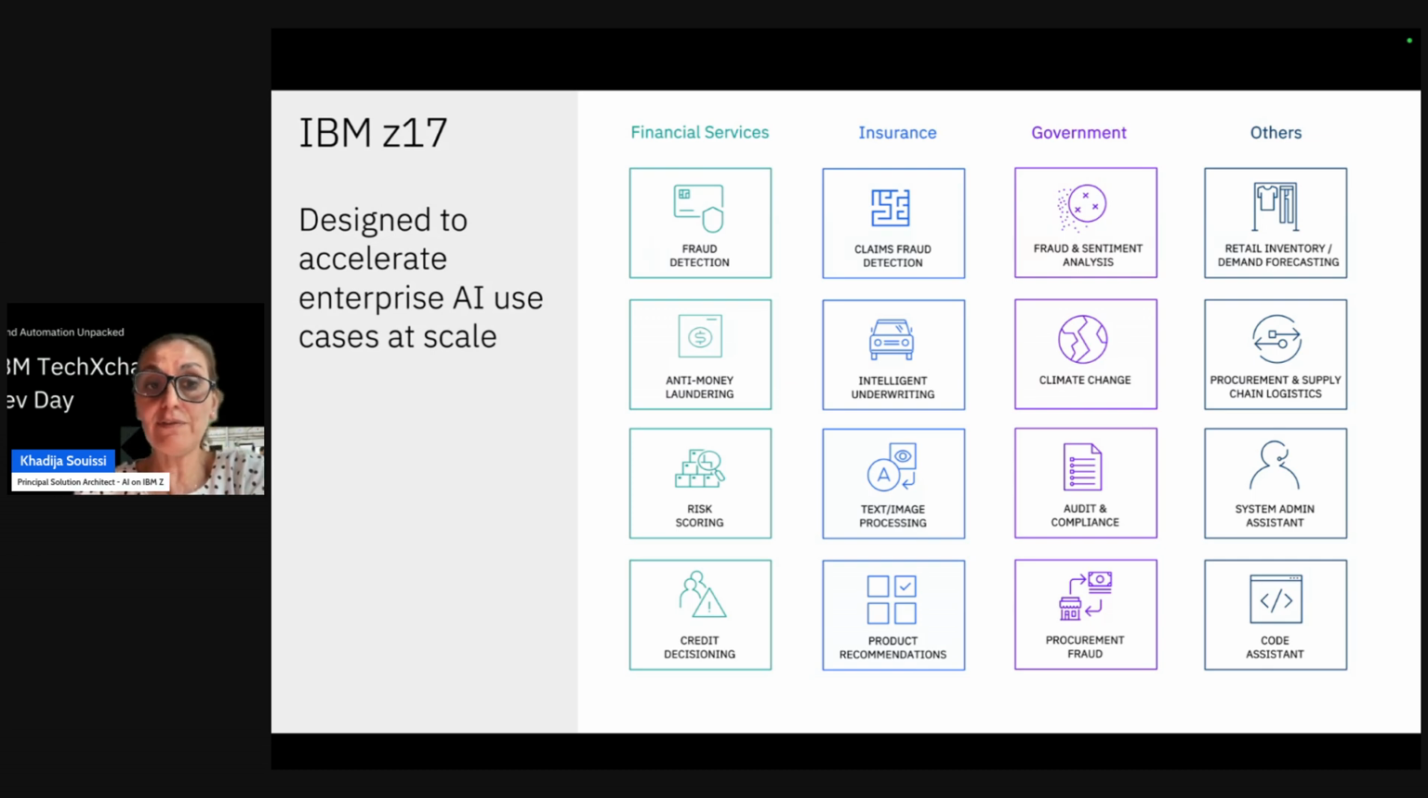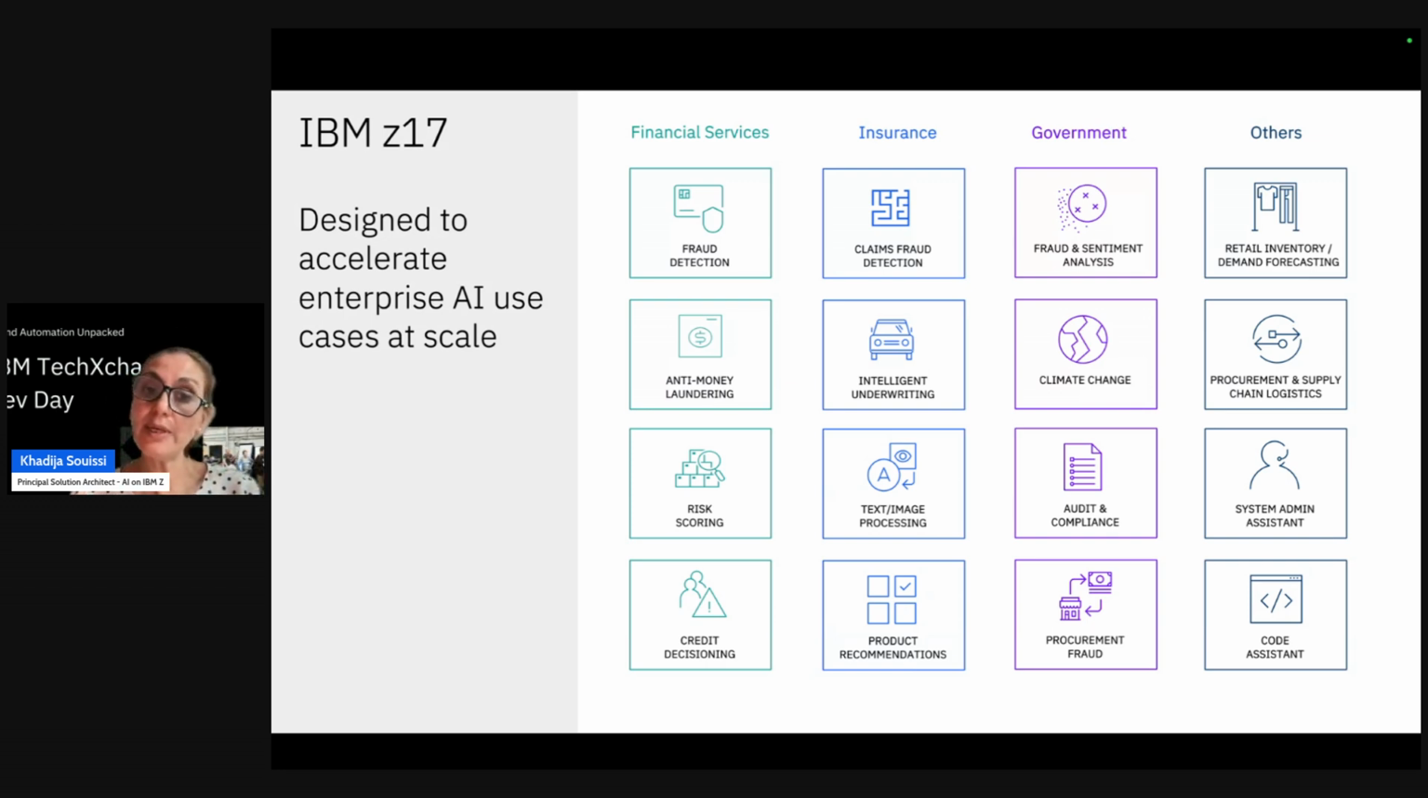In the financial services area, we see typical use cases like fraud detection, anti-money laundering, risk scoring, and credit decisioning. If we bring the AI capabilities to the transactions and data, we are going to leverage real-time insights, not do things after the fact and detect fraud after the fact. We are preventing fraud because we are introducing AI processing in the transaction itself in real time, so that we can decide if it is going to be accepted or not.